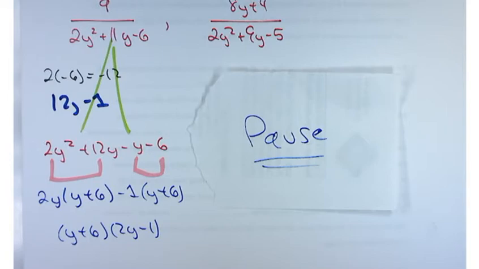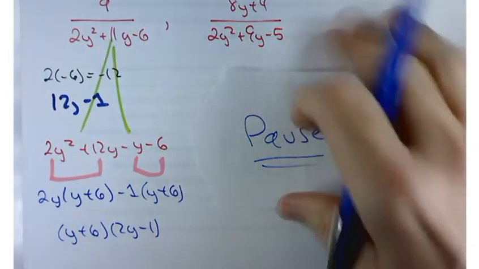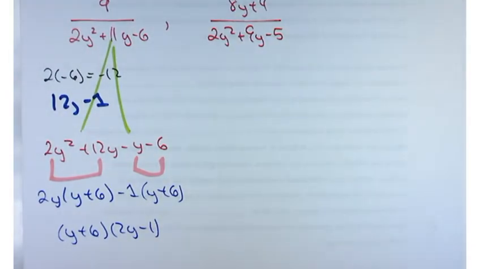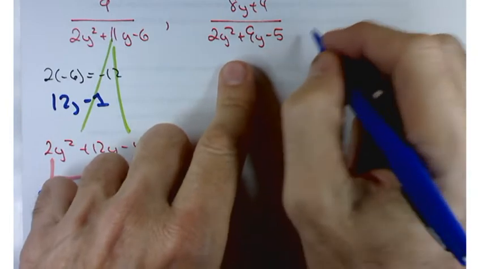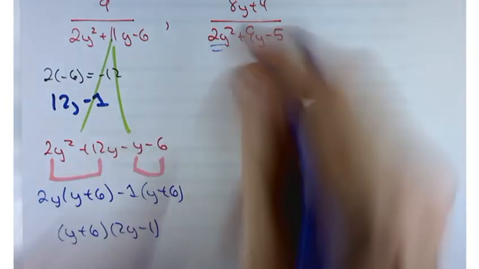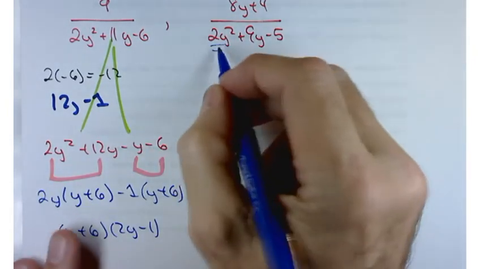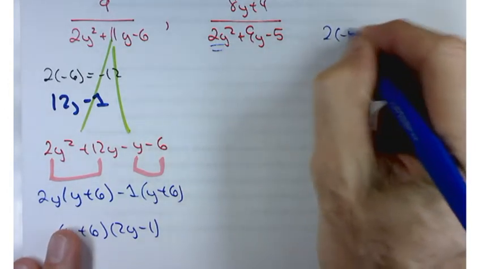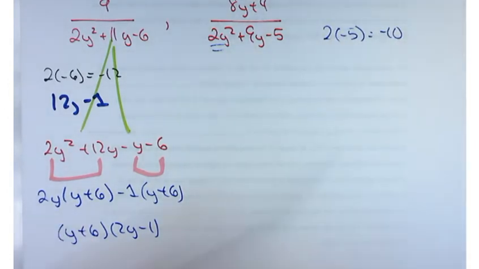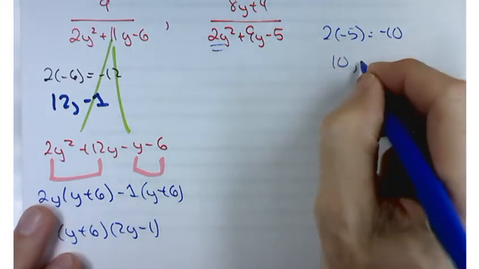Same thing on this one. Okay, manual on pause. Like the last one, because there's a number out in front here, let's multiply the 2 times negative 5. 2 times negative 5 is negative 10. I want to find two numbers that multiply to negative 10 and add to 9. 10 and negative 1. All right, good.